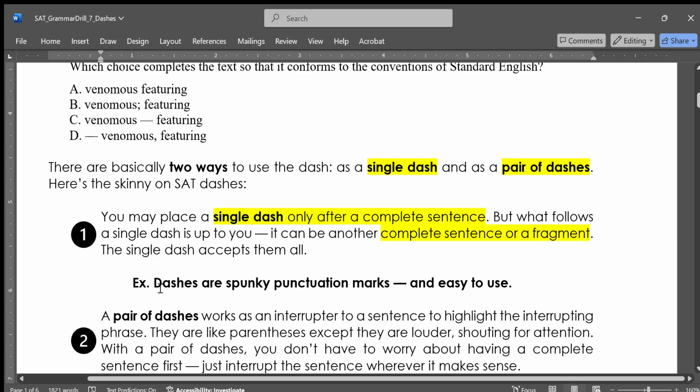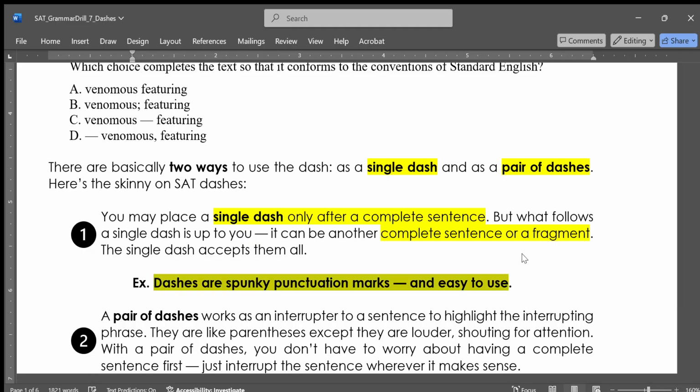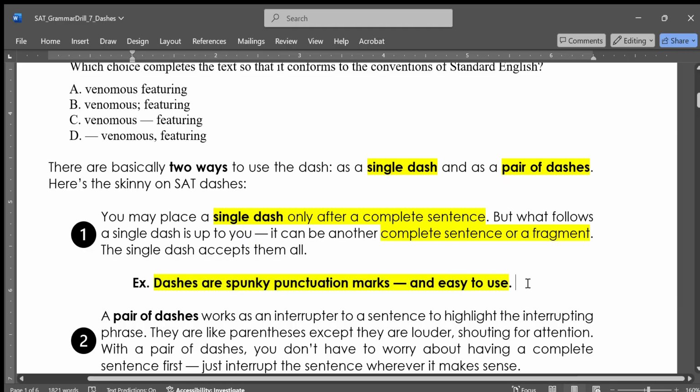If my example sentence says, dashes are spunky punctuation marks, well, that's a sentence. So I can use a dash, and I can add anything I want after this, which says, and easy to use. And there we go. Once again, I can use a single dash as long as I have a full sentence first, and after that single dash, anything goes.